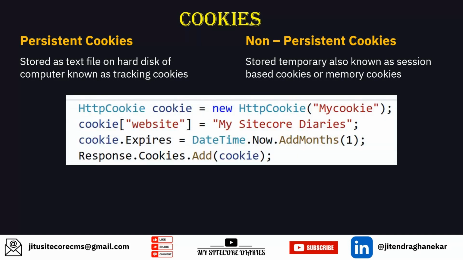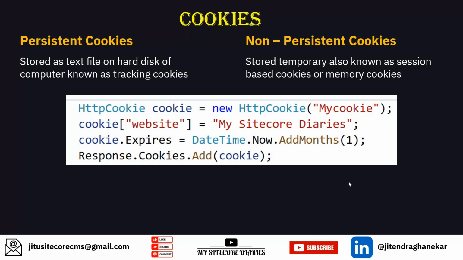How will you write the cookie code? Here you can see HttpCookie is the class. You can define the cookie name, like I have defined here MyCookie. You have a cookie with whatever values you want to store. I have stored a website value as this one. I added the expiry as 1 month, and when you want to add it to the cookie, it goes through Response.Cookies.Add.